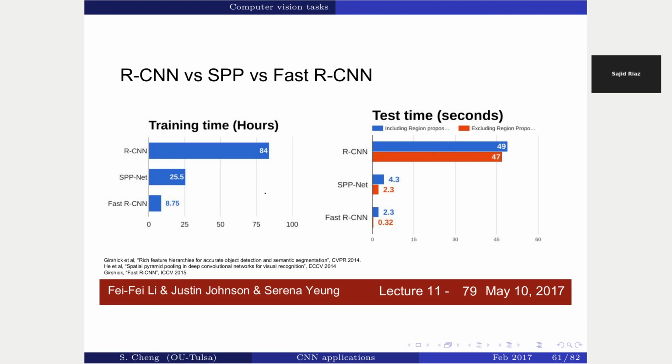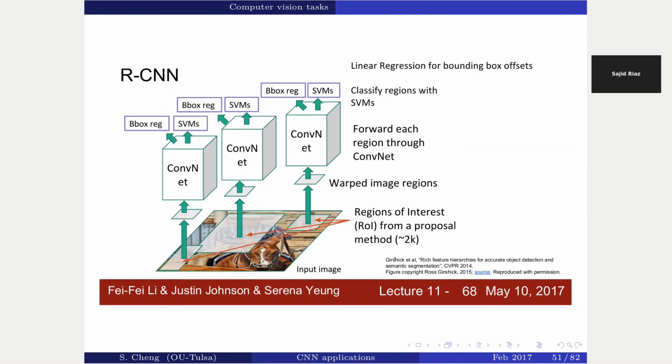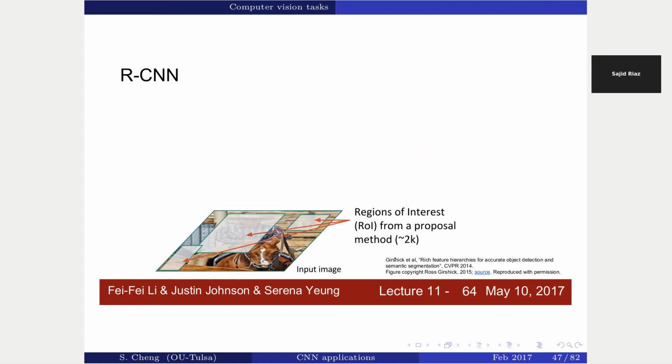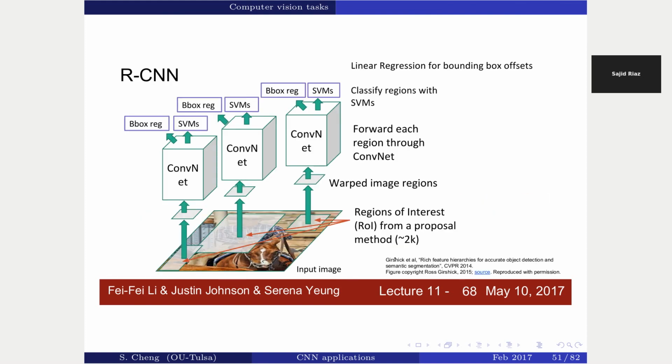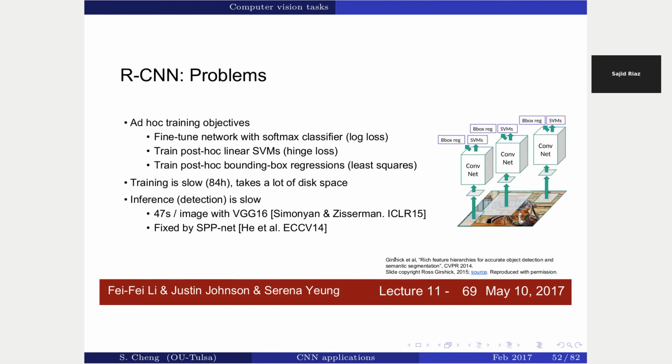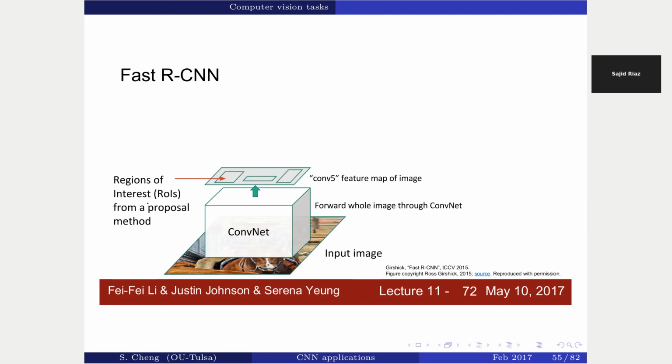Actually, this is the result for Fast RCNN. In terms of testing, it's reasonably quick already. You can see that if you exclude computing the region proposal, it's only 0.32 seconds per image. So it's quite quick. I forgot what the time for RCNN was. Here, for the original RCNN, even testing takes 47 seconds. So it's a significant improvement in terms of time.